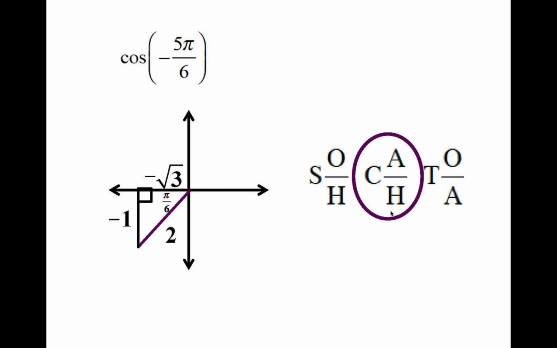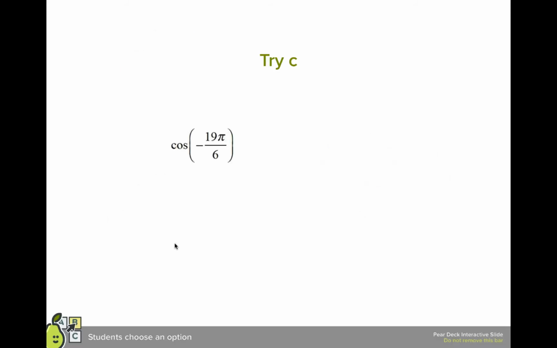Opposite the 30 is 1. Opposite the hidden 60 is root 3. The hypotenuse is 2. Left is negative, down is negative. We're looking for the cosine ratio, which is CAH, adjacent over hypotenuse. So from this angle, adjacent is negative root 3, and the hypotenuse is 2. You try C.